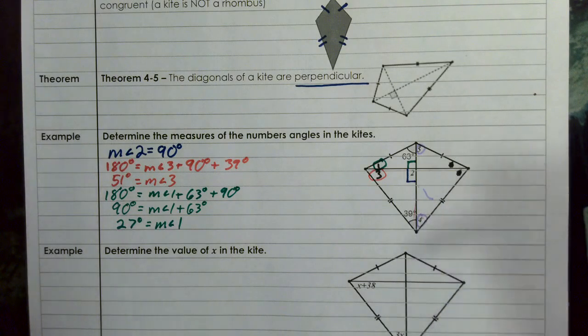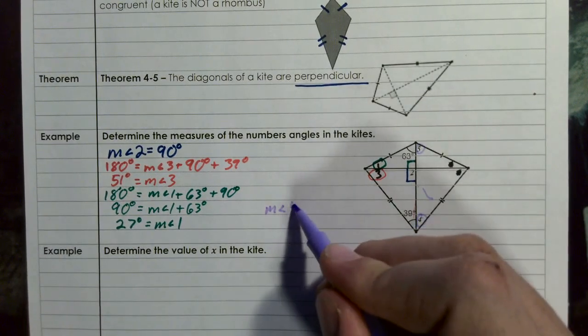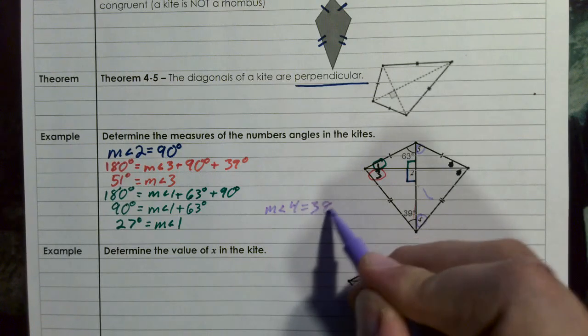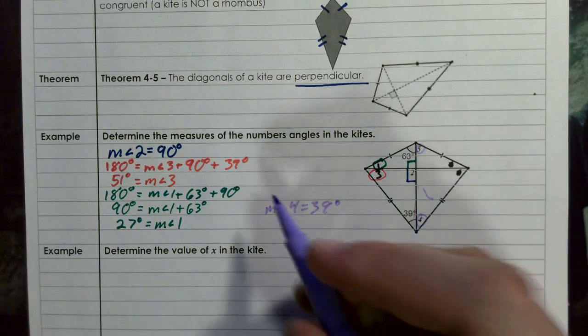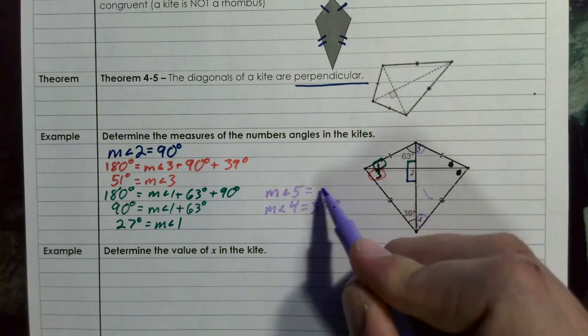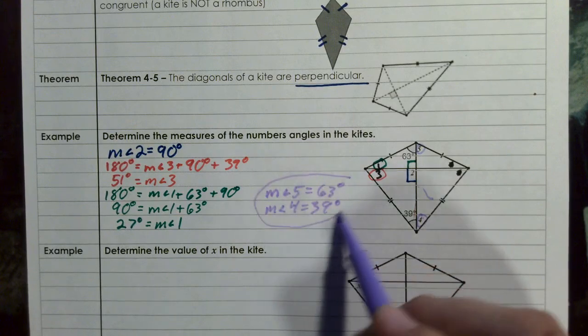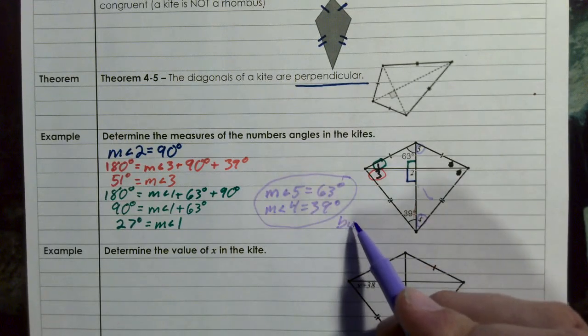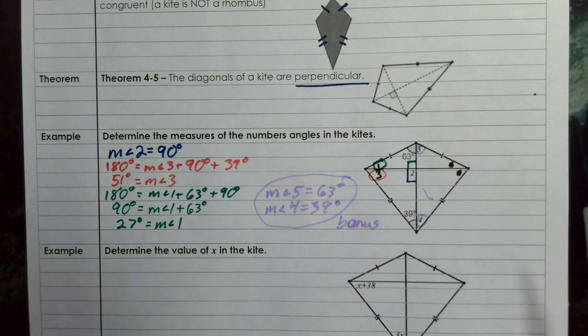So 39 and 4, they've got to be the same. The measure of angle 4 has got to be 39 degrees. Same thing up here. These two have got to be the same. The measure of angle 5 has got to be 63 degrees. This is just kind of a bonus idea. I don't think it's as important to what we're learning about with kites, but I think it is cool to check out.